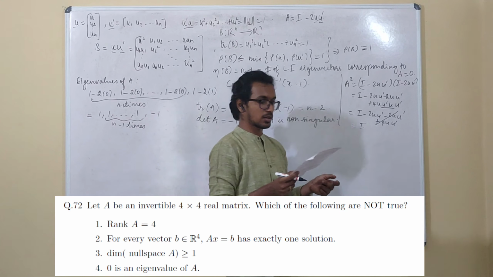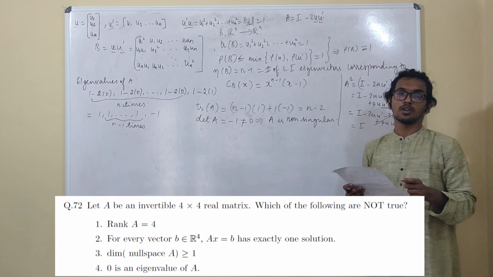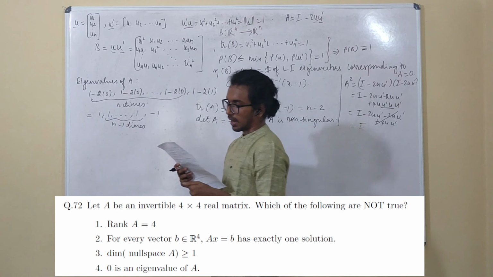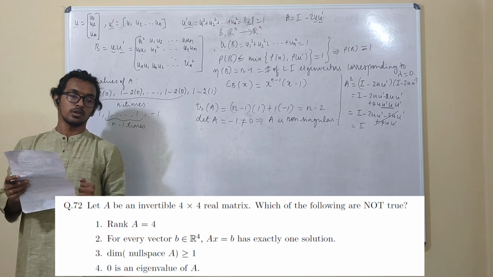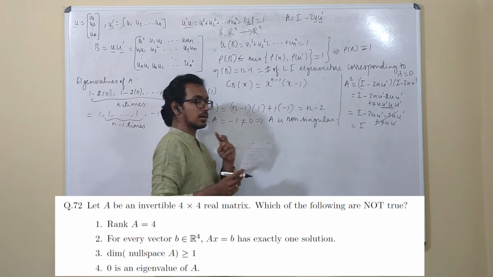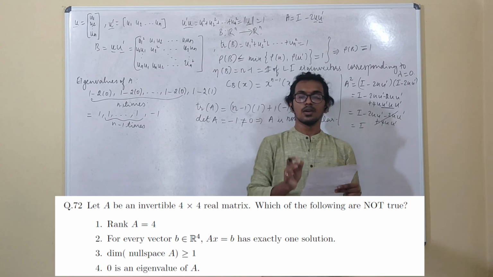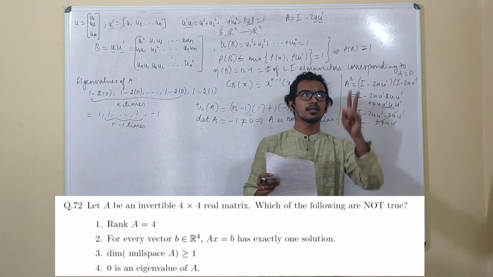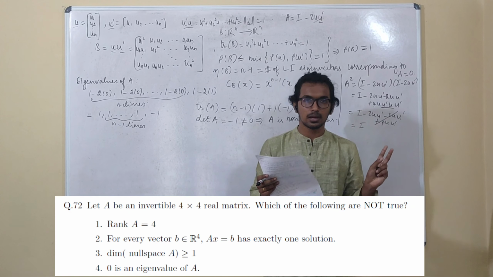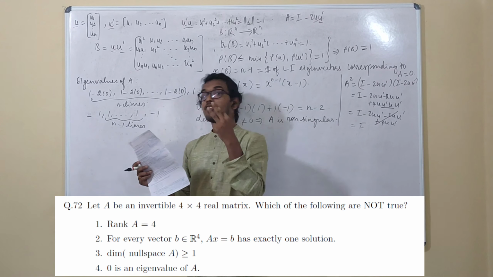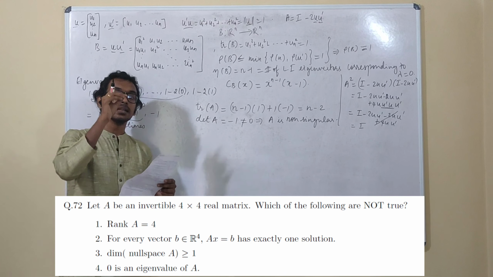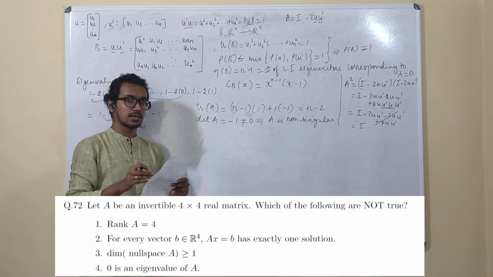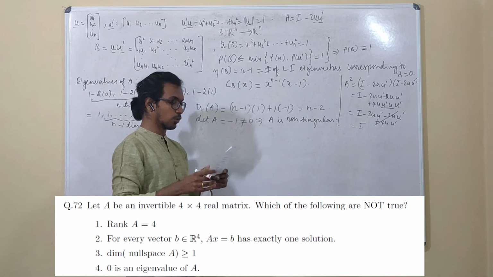Now moving to the next question, A is given to be an invertible 4 by 4 matrix. Which of the following are not true? So whenever we get questions of this sort, we just look at the invertible 4 by 4 matrices and we look for the right options and make a tick mark. Okay, in a hurry we all may do it, but we have to go through the question carefully, and in this question they have asked for the statements which are not true.